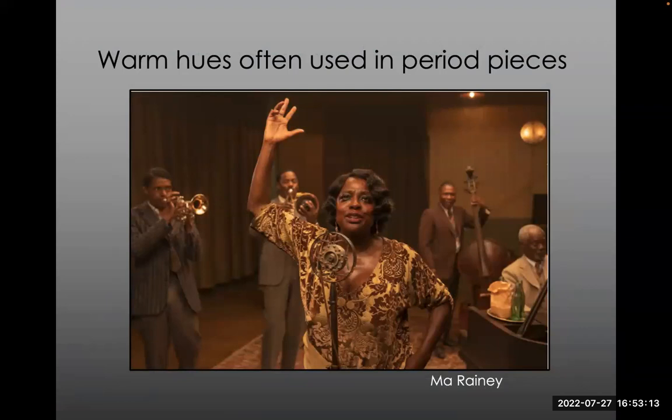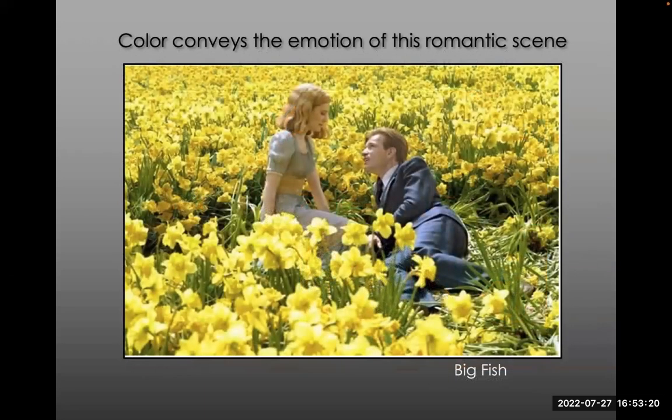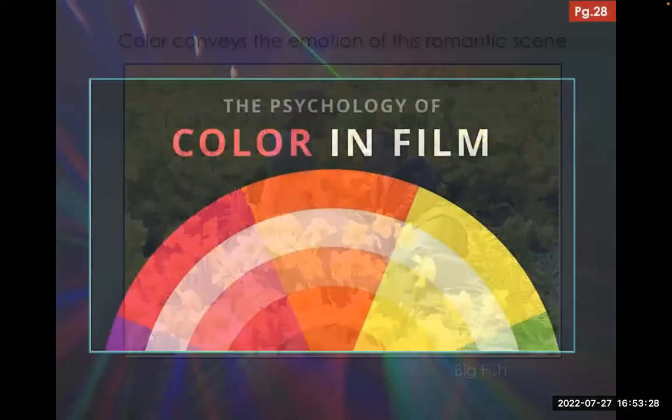This is from Ma Rainey, and we see that sort of orange, luscious, warm hue that we often associate with the past. Here we see the bright yellows. I mean, this isn't any color correction. This is just the way they constructed the set, and the color conveys the romantic scene from Big Fish.